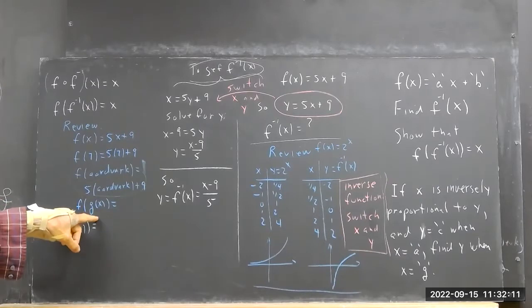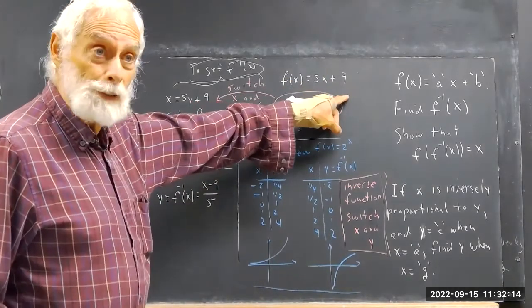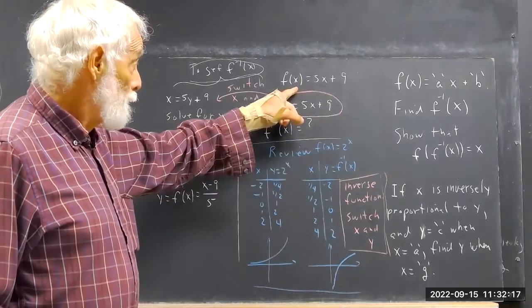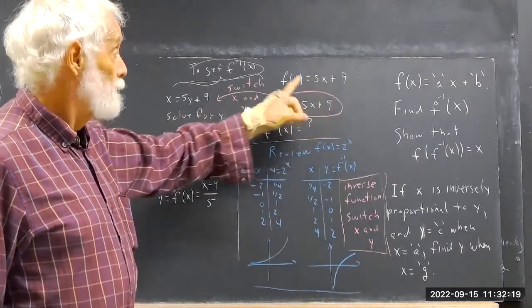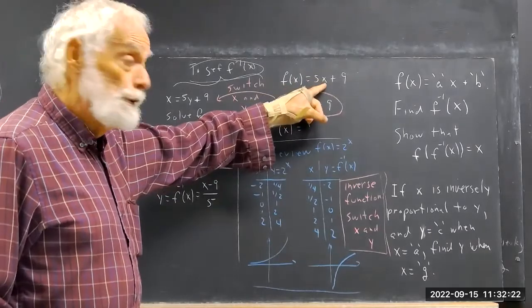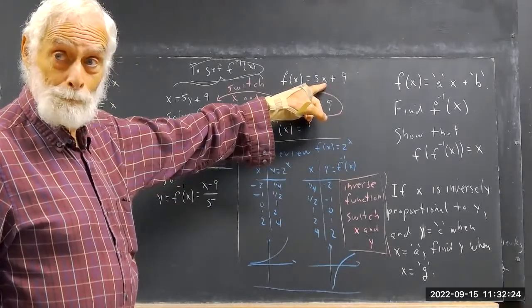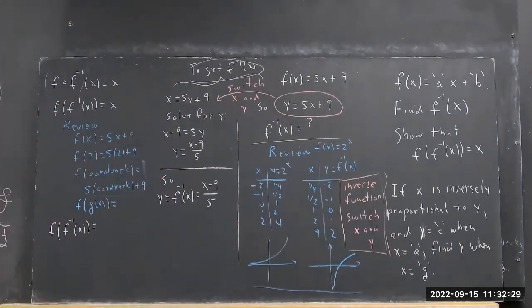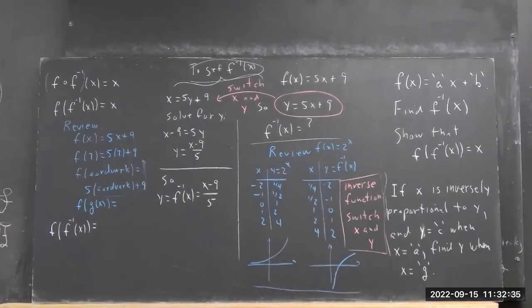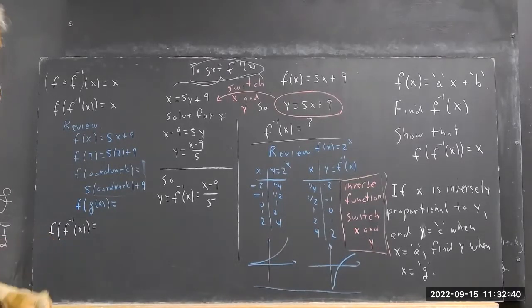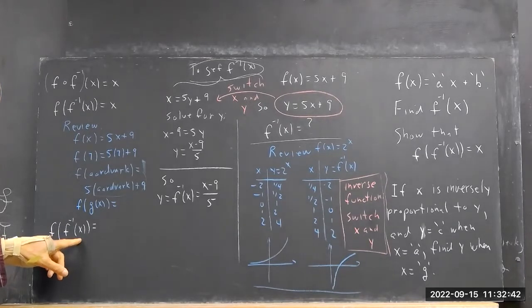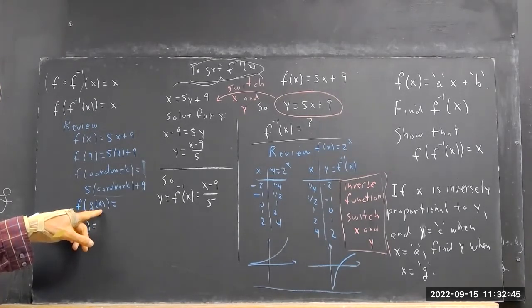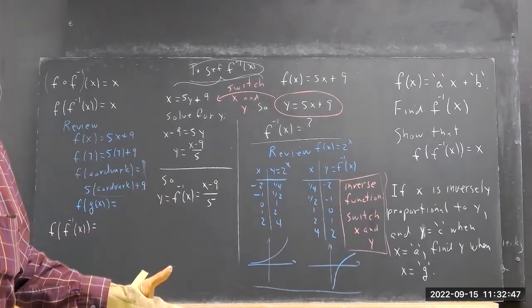f of anything is 5 times that anything plus 9. If you've got an anything here, you're going to have anything here. And if what you've got here is g of x, then what you've got here is g of x. One thing that people have a little trouble with, but you want to make sure you keep in mind, is that you're replacing x by g of x. Just because there's an x here, that's what's a little confusing. You've got an x here, and all of a sudden it seems like it's something different, and it isn't.